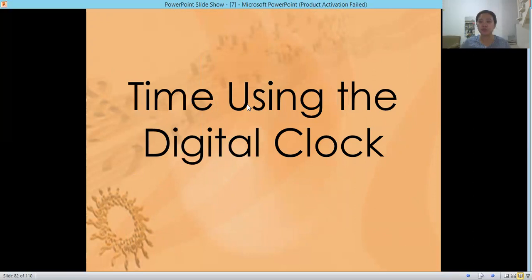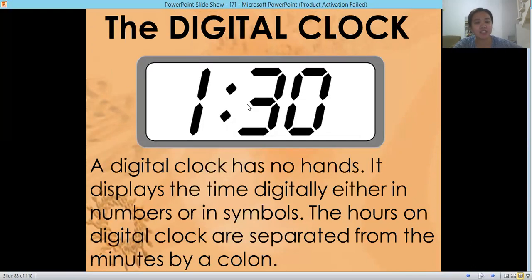Now let's go to our digital clock. A while ago, it was an analog clock. So the digital clock has no hands. It displays the time digitally, either in numbers or in symbols. The hours on a digital clock are separated from the minutes. Okay, there is a colon here. One is the hour and this one is the minute.